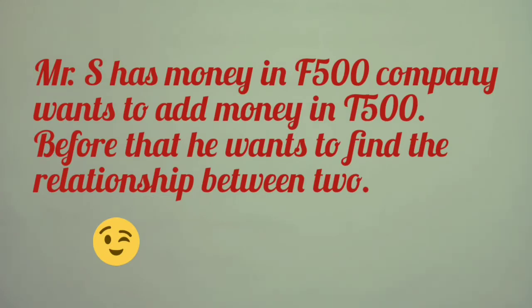Consider that there is an individual, Mr. S, or somebody, Mr. X, you can take any name as you wish, who has two companies: F500, a virtual company, and another company which is T500. In the T500 company, Mr. S wants to add money. So before doing that, he wants to find out: is there any direct relationship? Is there any correlation or any covariance between F500 and T500?